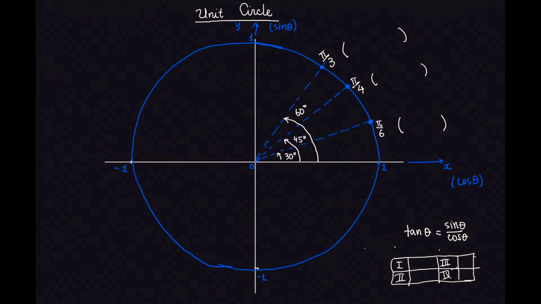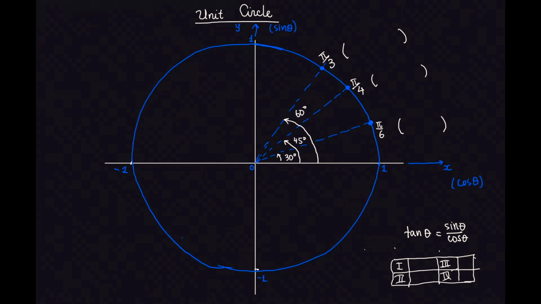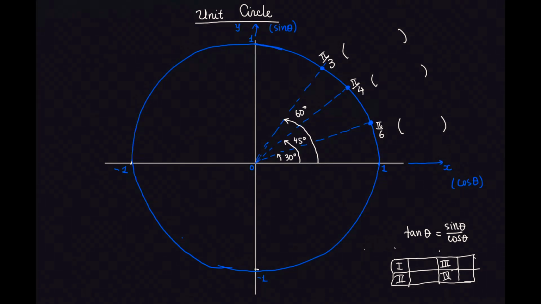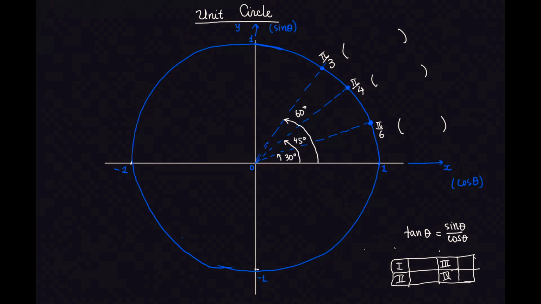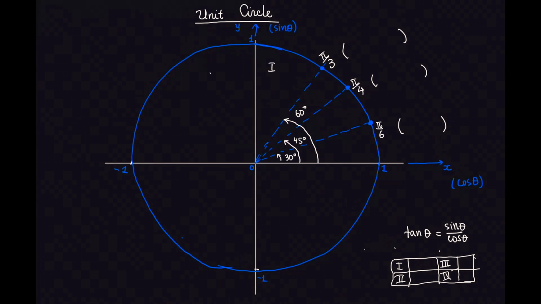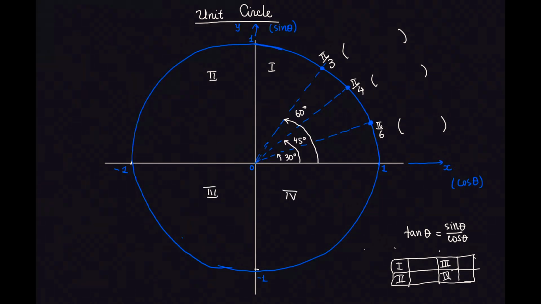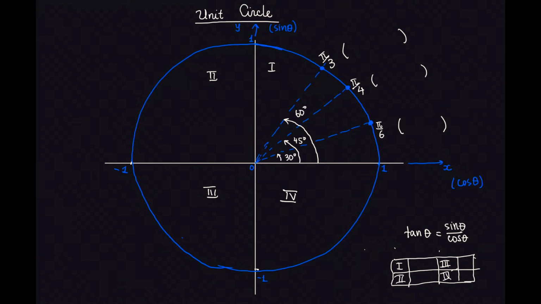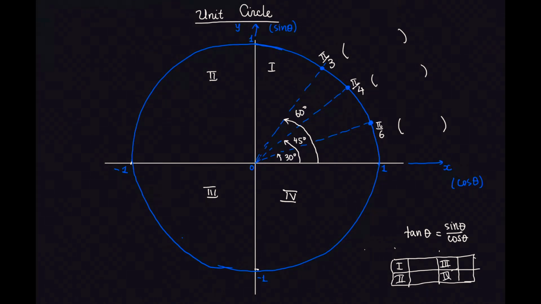Okay, in this video, we're going to understand how the unit circle works. The first thing to know, the horizontal x-axis is the cos axis, and the vertical y-axis is the sine axis. And we have 4 quadrants. We have the first quadrant, second, third, and fourth. Now, we need to know how sine and cos behave in the first and second quadrant.